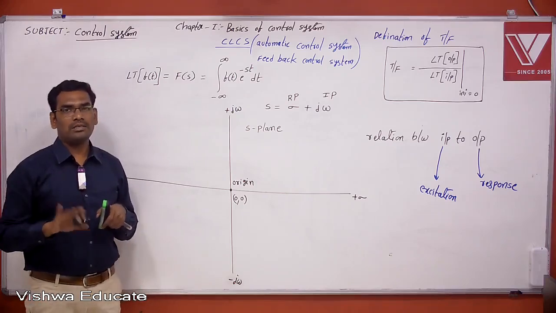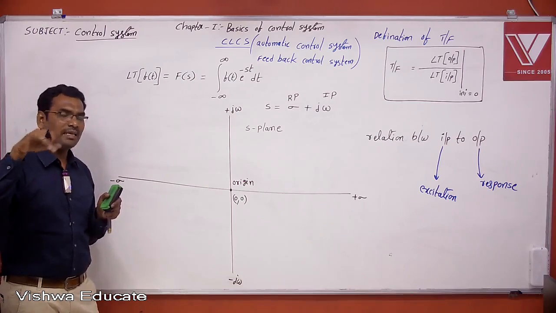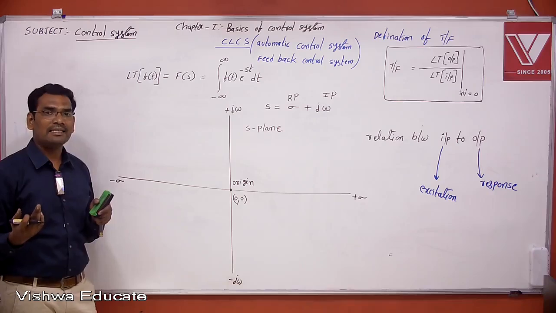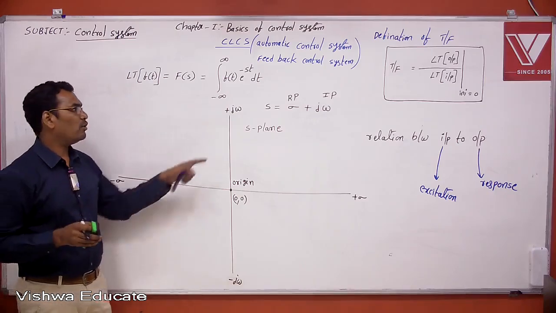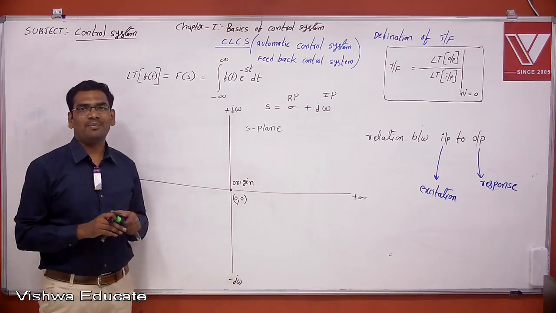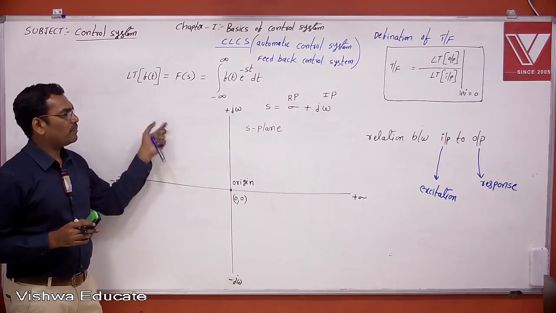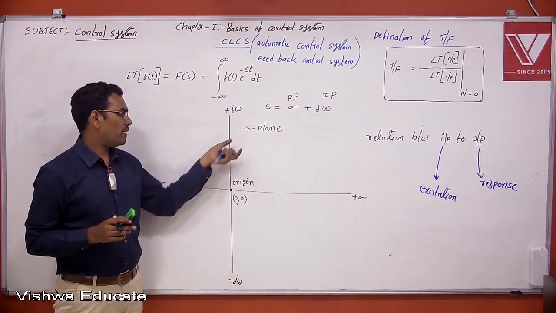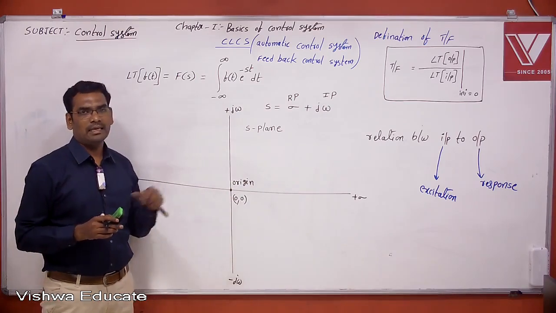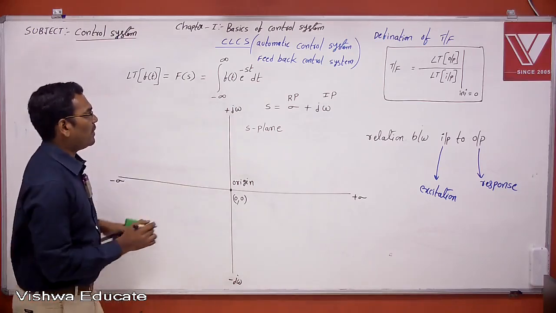I'm not talking about any single topic, but the total control system: what is there in the control system, and what the behavior of a particular control system is. You can easily understand and judge by looking at the S-plane, what is happening in the S-plane, very slowly. Therefore, this is the S-plane, with the positive real axis, negative real axis, positive imaginary axis, and negative imaginary axis.